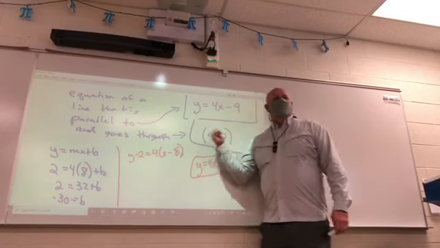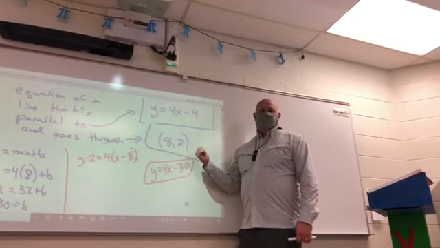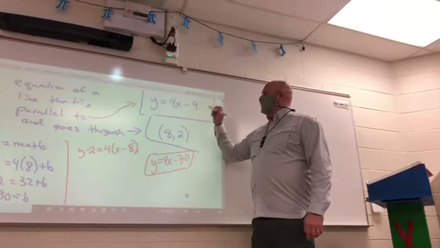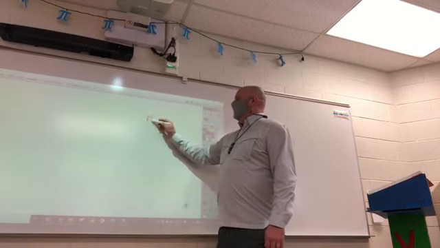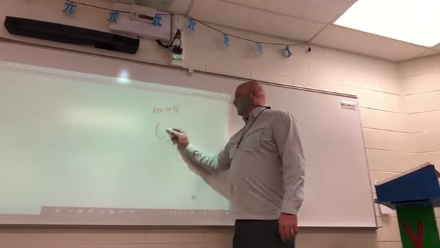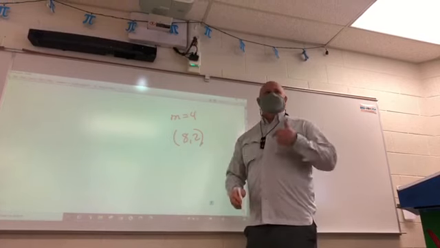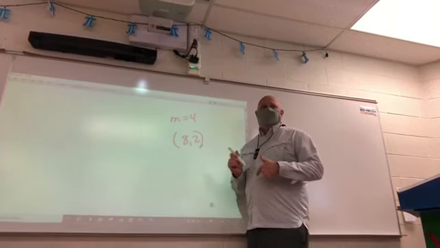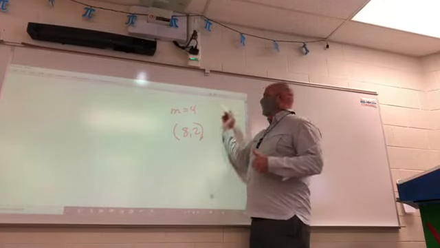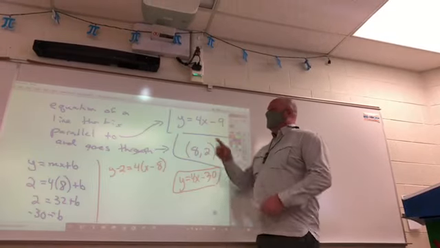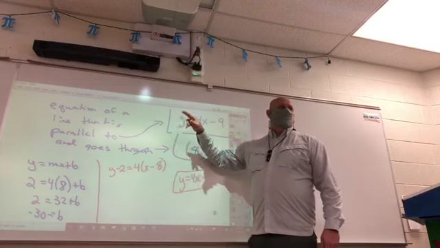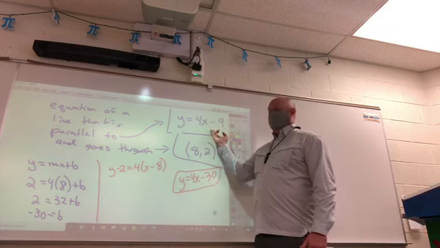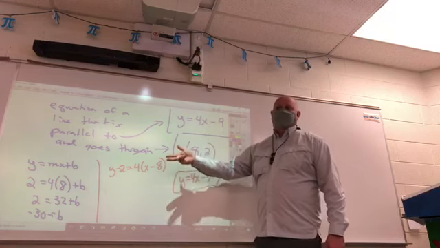Is this problem really any different than the worksheet you just turned in where I gave you the slope and a point and said find the equation? No. The only real difference is you have to know that if two lines are parallel, they have the same slope. So whatever the slope of that is, that's the slope of my new one.